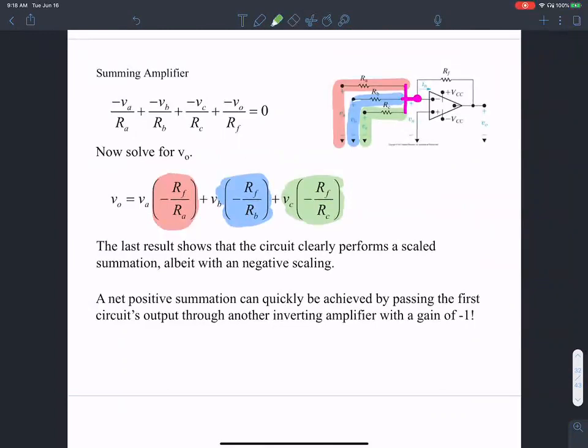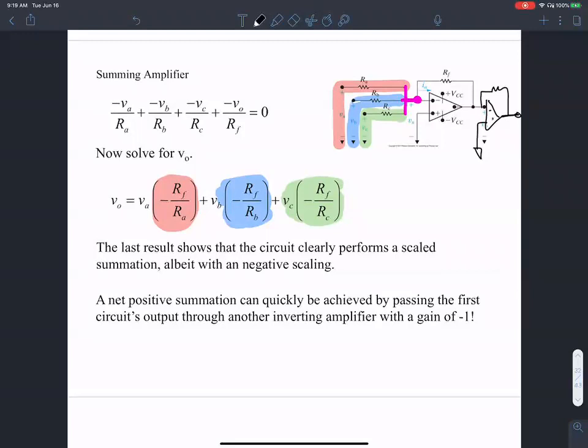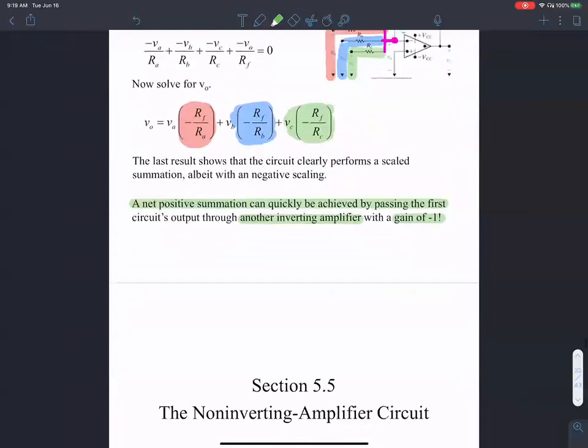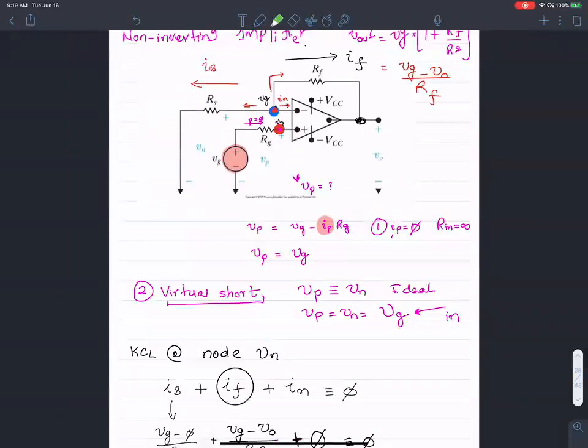But if you want to make it positive, what you will do is put another inverting amplifier in here, okay, with a gain of 1. Then what you will get is a positive sum. All you have to do is add another op-amp if you want to convert this negative back to positive. A net positive summation can quickly be achieved by passing the first circuit's output to another inverting amplifier with a gain of 1, okay? So that's something you want to pay attention to. Questions so far?